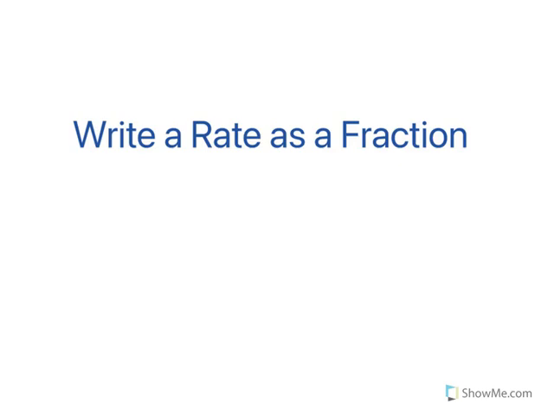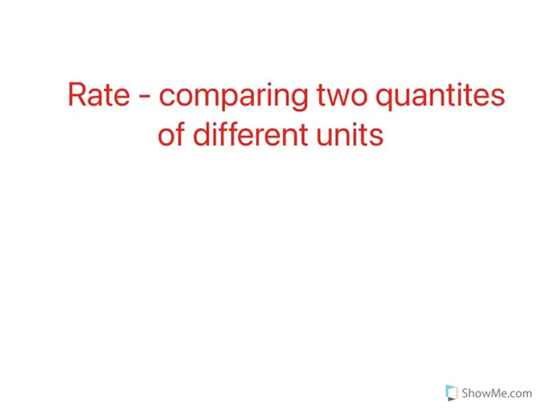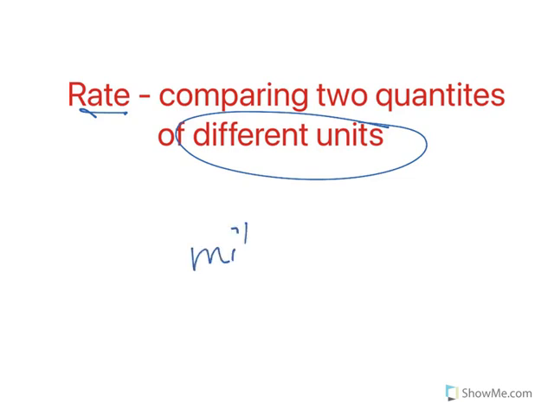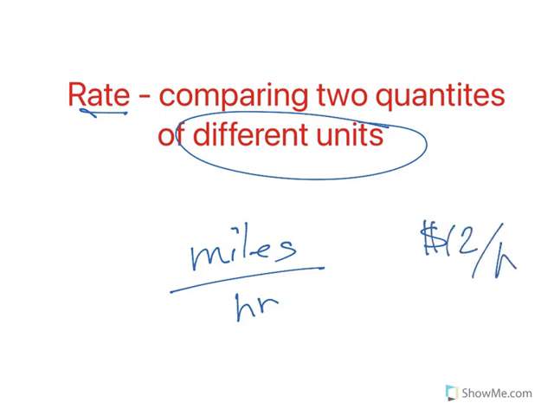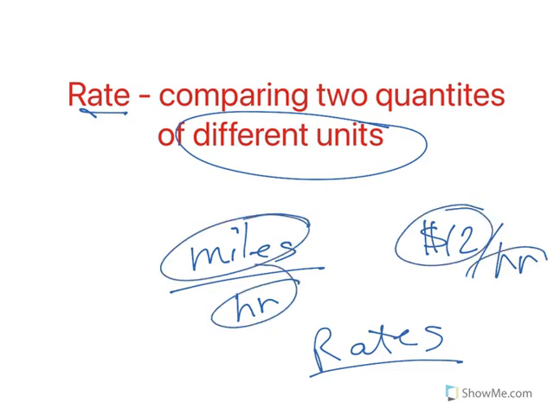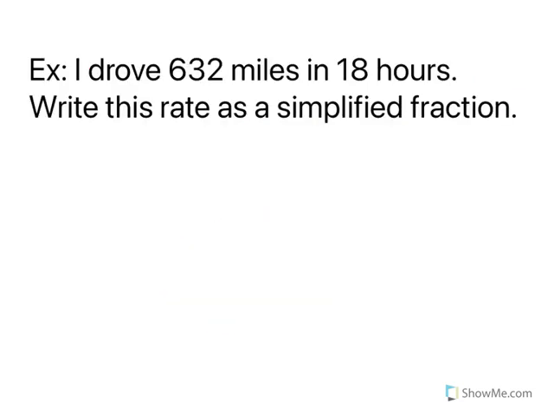Let's write a rate as a fraction. Now first, let's talk about what is a rate. A rate is simply comparing two quantities of different units. So when we talk about miles per hour, or I make, or earn, I should say, $12 per hour, those are two types of rates because they're in two different units. Let's look at some examples.